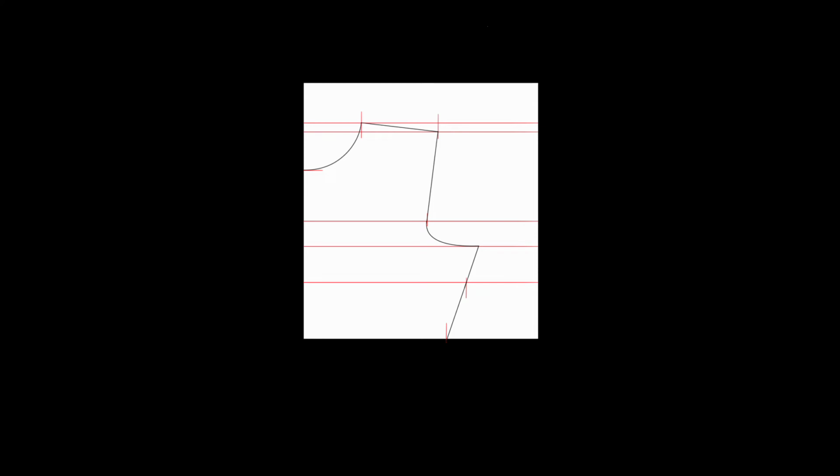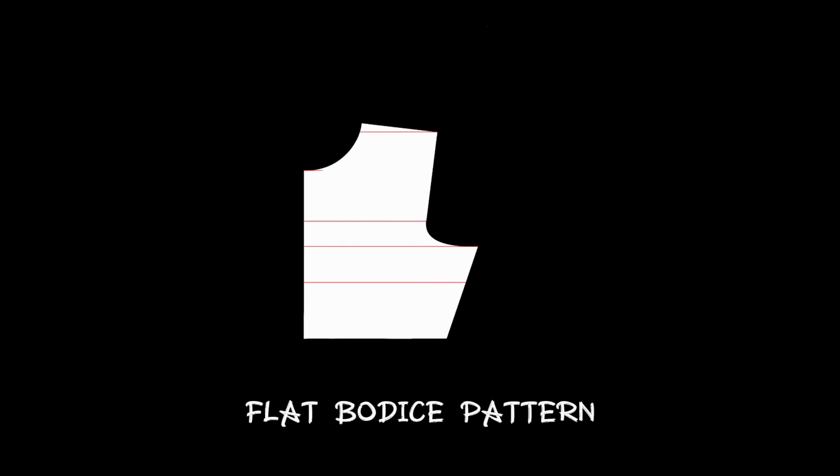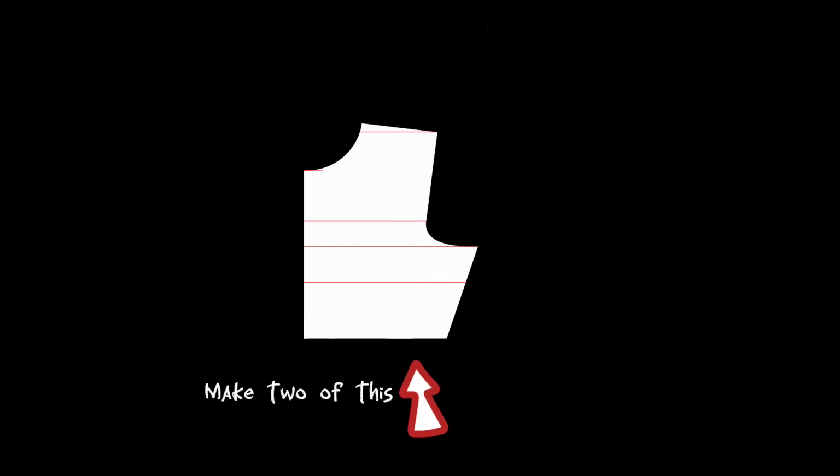At this point, we have now created our flat bodice pattern for the front. So all you need to do now is follow the black line and cut out. You can use this pattern to create your back pattern.